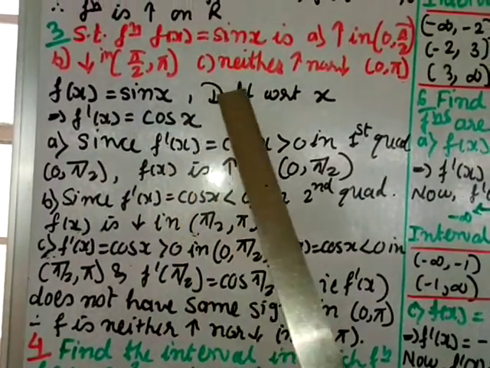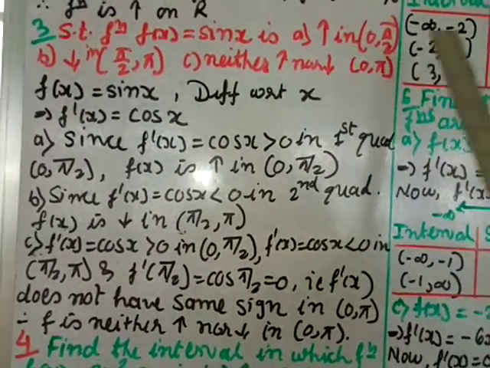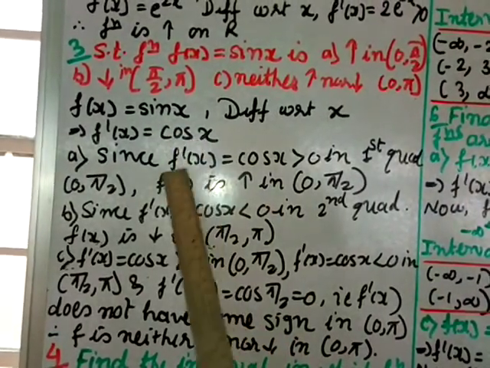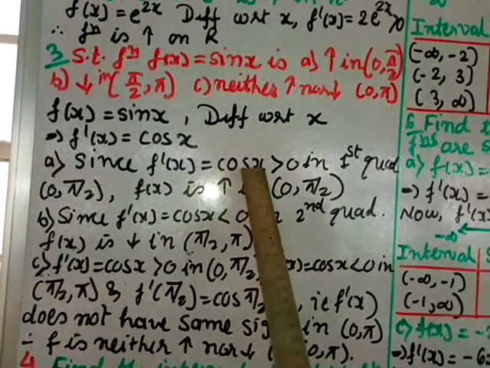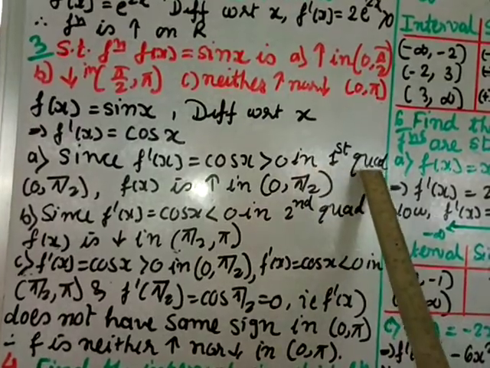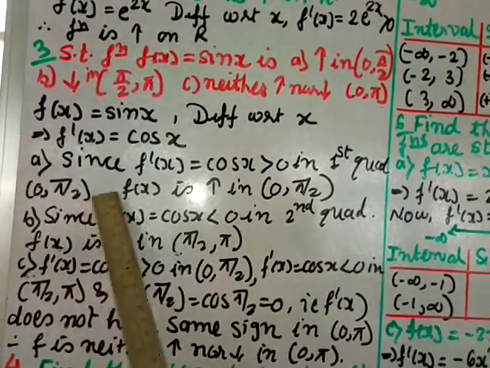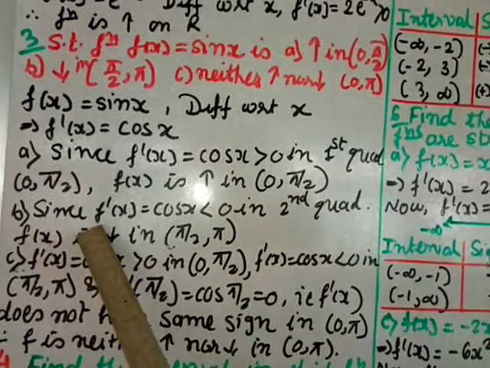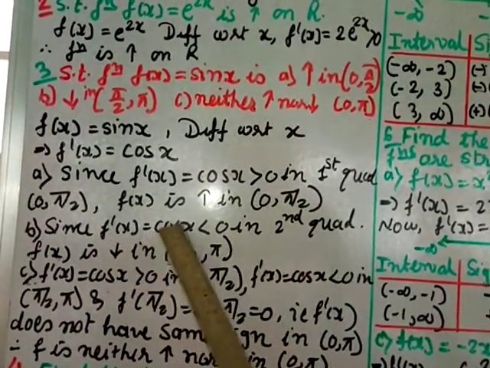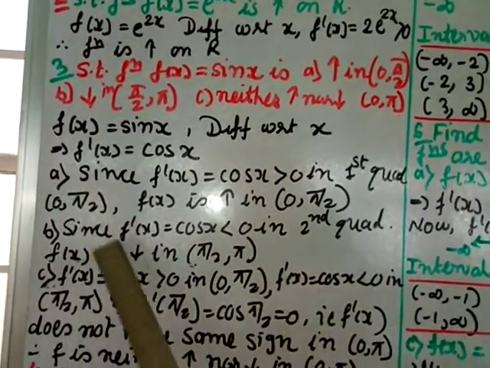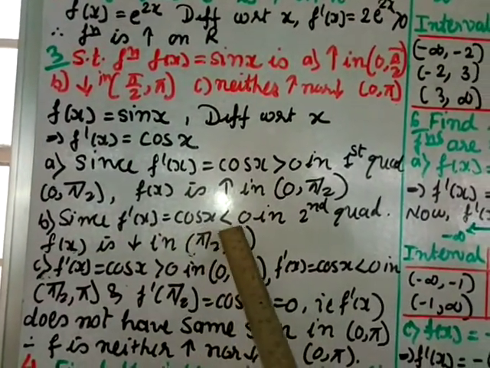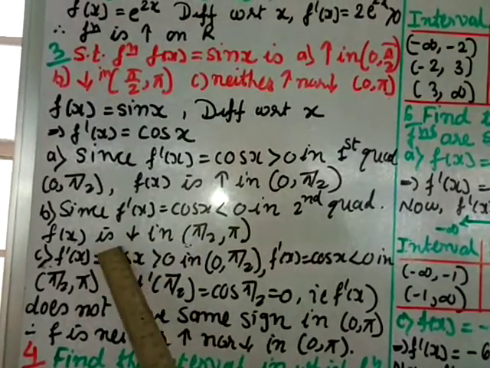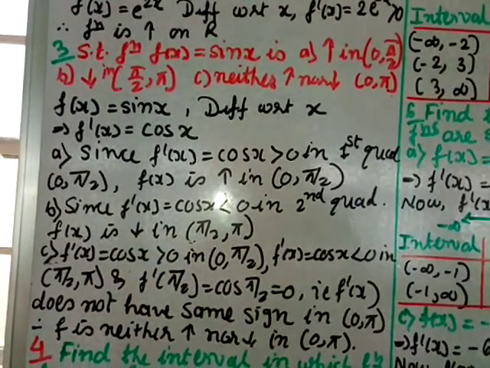Now we know that in the first quadrant, that is 0 to pi by 2, all trigonometric functions are positive. So cos also is positive. Since f dash x equal to cos x is greater than 0 in the first quadrant, that is 0 to pi by 2, f(x) is increasing in 0 to pi by 2. Part B. In the second quadrant, cos is negative. Since f dash x equal to cos x is negative in the second quadrant, f(x) is decreasing in pi by 2 to pi.